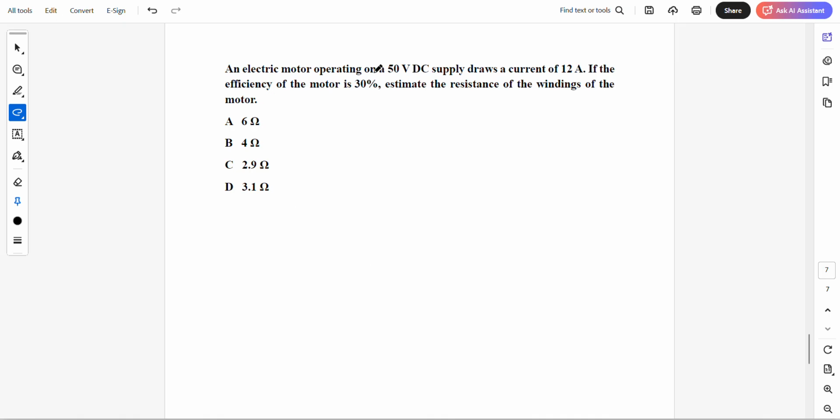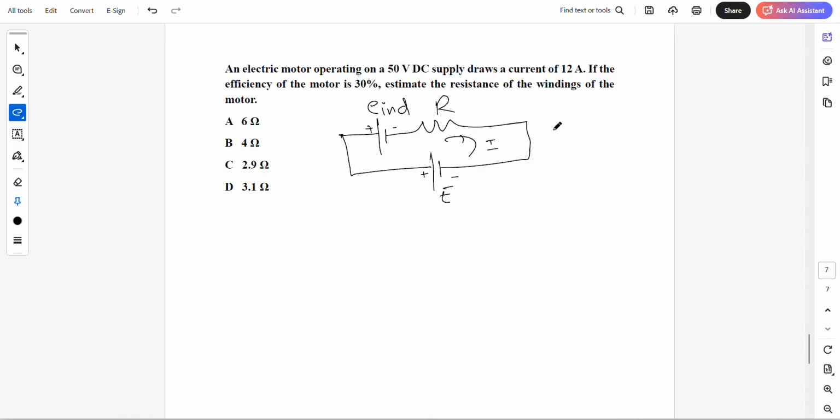What is it saying? An electric motor operating on a 50-volt DC supply. Once again, kindly write the circuit diagram of the DC motor. This is the supply voltage, source voltage E, and this is E induced. This is R and this is I. What is the value of I? I is equal to E minus E induced, divided by R.